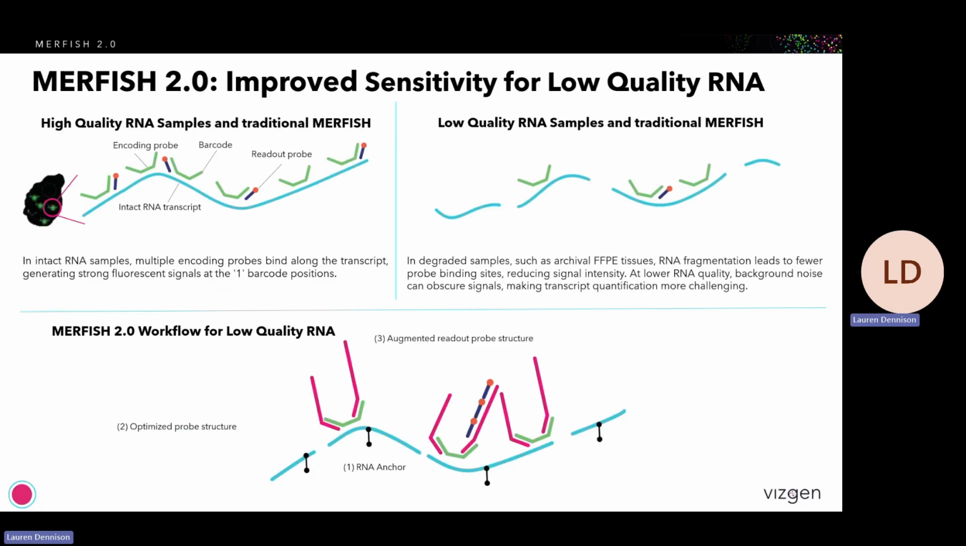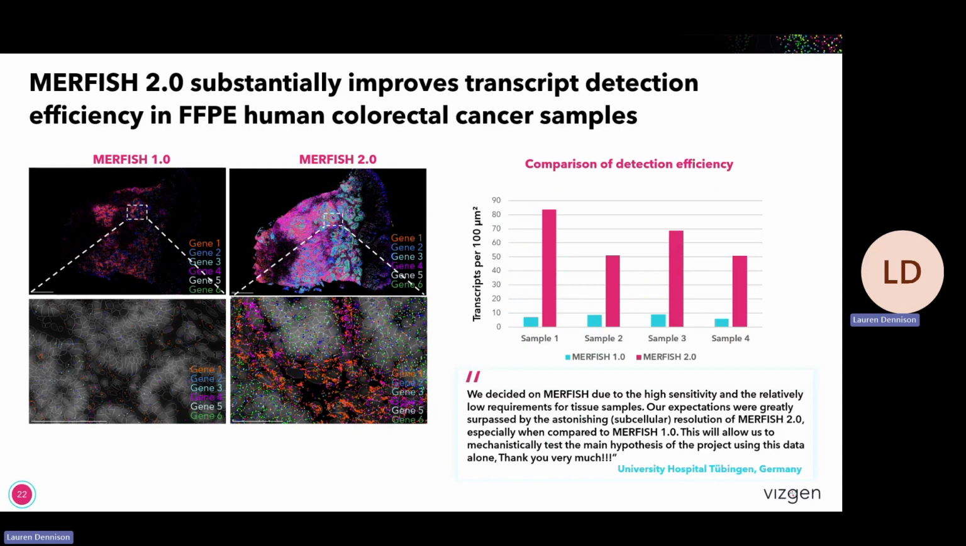We are actively developing that product still, and recently we launched the MERFISH 2.0 chemistry, which is a new chemistry that is available for all new but also existing MERScope customers that increases the sensitivity of RNA detection in challenging tissues with low-quality RNA, such as FFPE tissues. And here, this is just an example where we measure the sensitivity by transcripts per area, and you can see a drastic increase for the MERFISH 2.0 chemistry, and customers were also really happy about it.